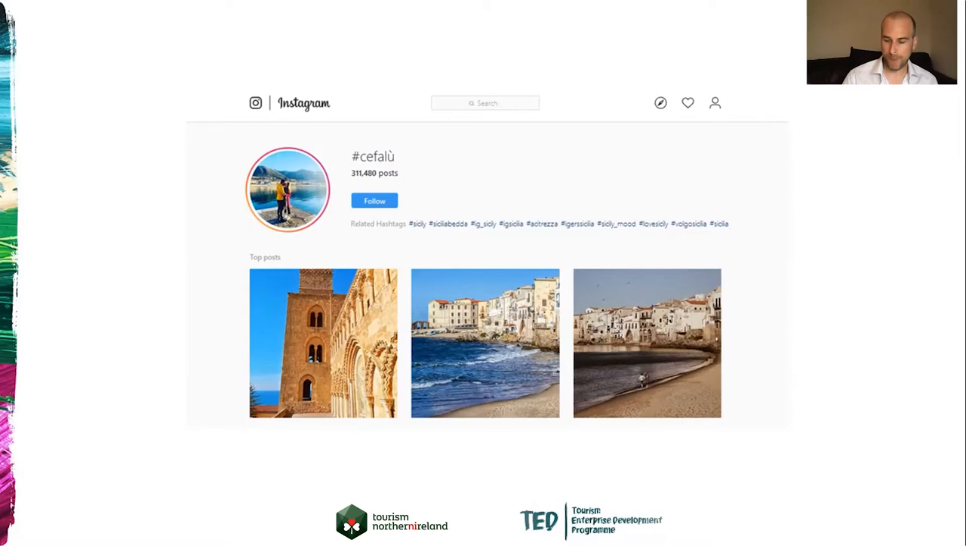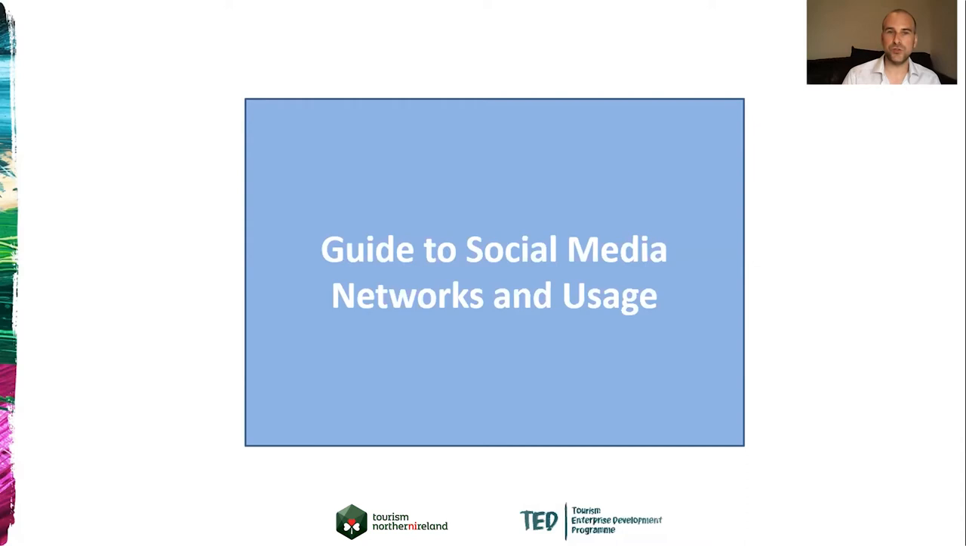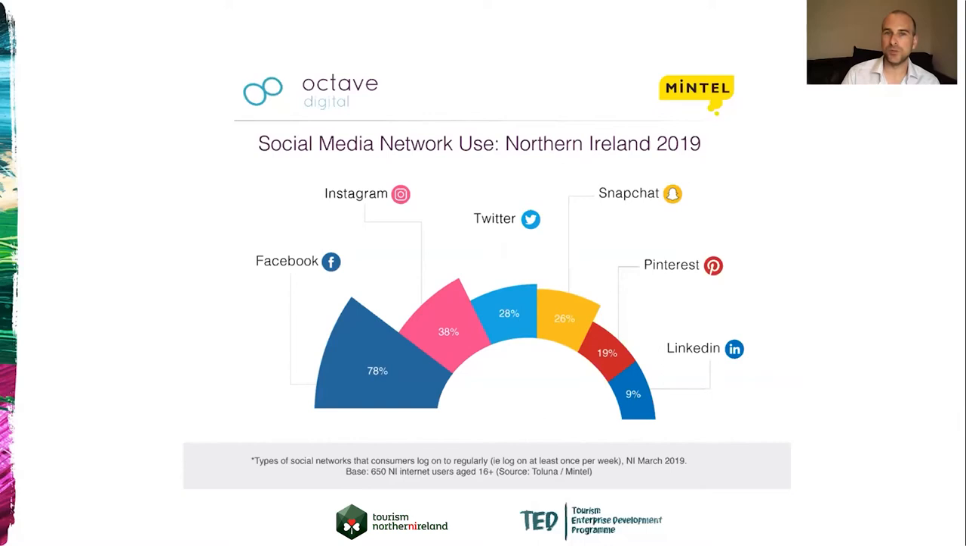So, an overall guide to social media networks and usage. This is an overview of what social media networks and platforms people in Northern Ireland are using. And the figures are similar to the United States figures and UK and the Republic of Ireland. But for Northern Ireland, they're showing that there's a massive 78% of people in Northern Ireland are using Facebook. So Facebook really is the very dominant social media network.